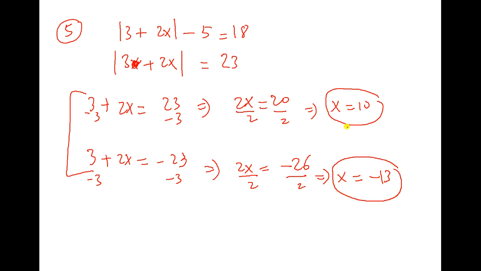Alright, so we have two different answers here. One is 10 and one is minus 13 for this example. So make sure that if you are trying to solve any absolute value equation, it has the form of absolute value of x equal b. So x is equal to b or x equal to minus b. That means I have to move everything to the right hand side. Make sure the left hand side has only the absolute value.